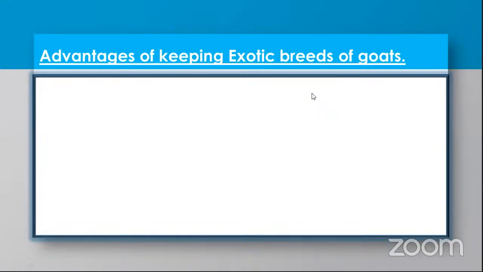Let's go to another person. Here we have Ankunda. Yes, my friend Ankunda, can you give us another advantage? Ankunda, please. Oh, welcome, my friend. You give me the advantage of keeping exotic breeds.